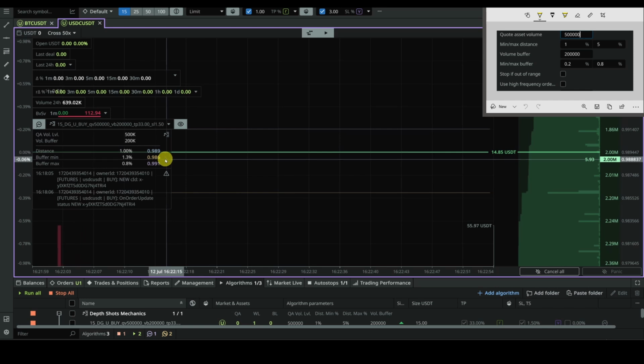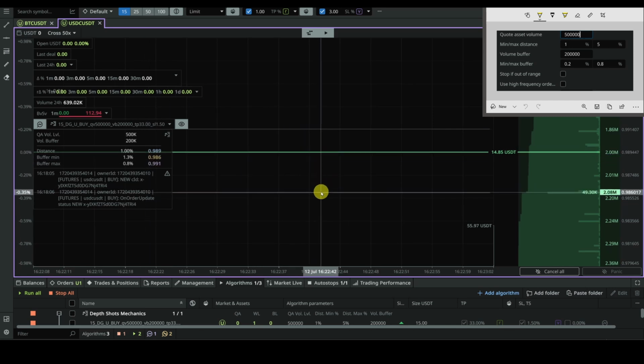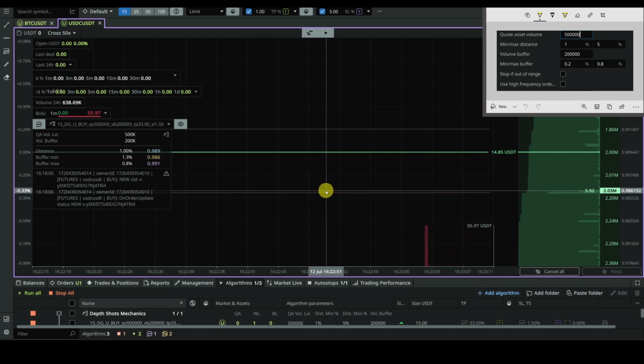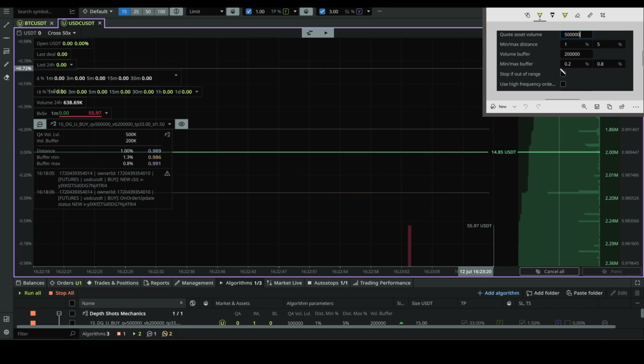So this one in orange is now at 1.3% distance, which means it's 0.3 from the order itself. Where does this come from? Well, we have our minimum buffer of 0.2 and maximum buffer of 0.8. And this value is neither of those.